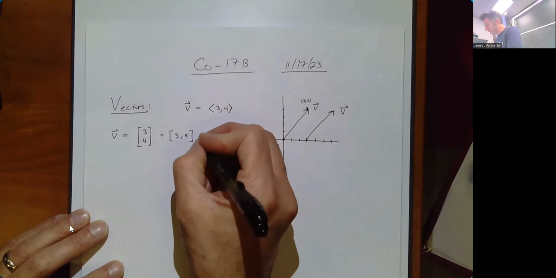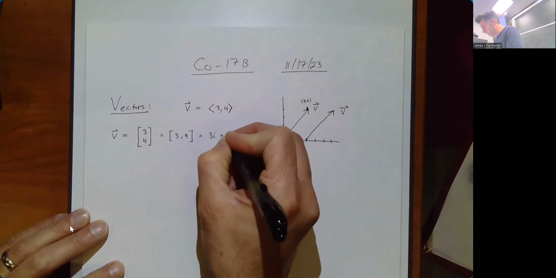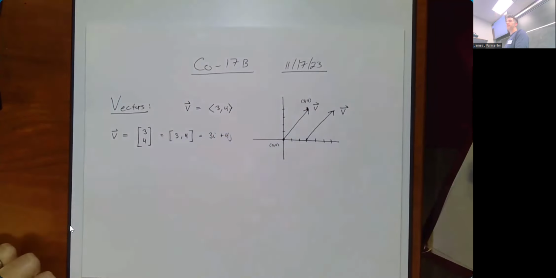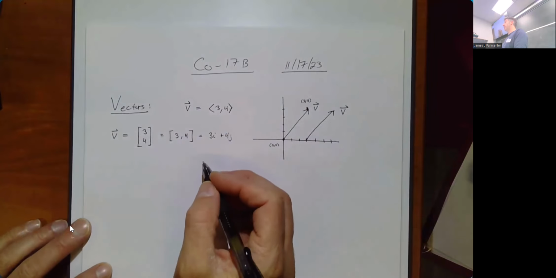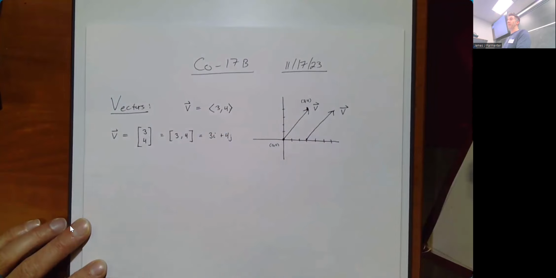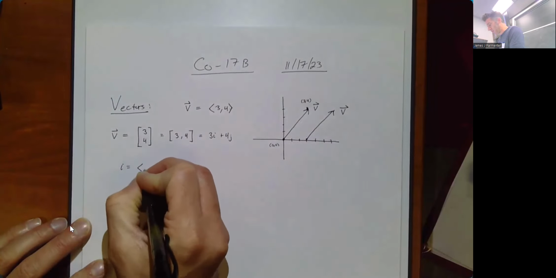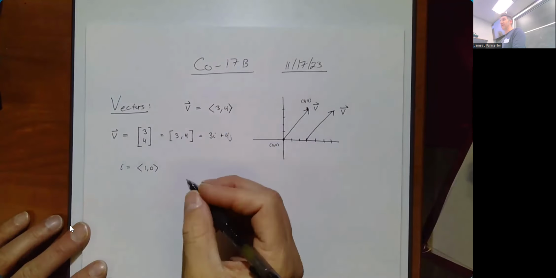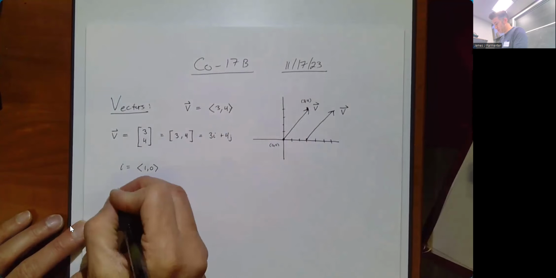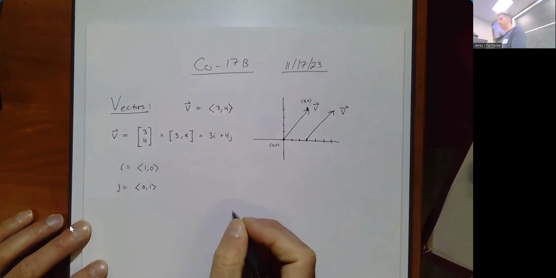And then probably the other preferred one is 3i plus 4j. And what we're really doing there is we're using the basis vectors, or I should say the standard basis vectors. i is equal to the vector 1, 0, so the unit vector in the x direction. j is the unit vector in the y direction.